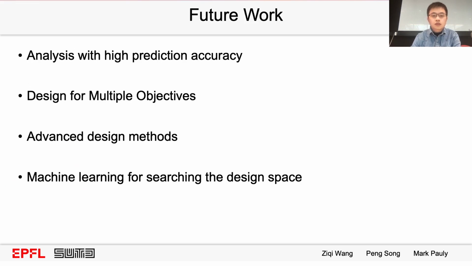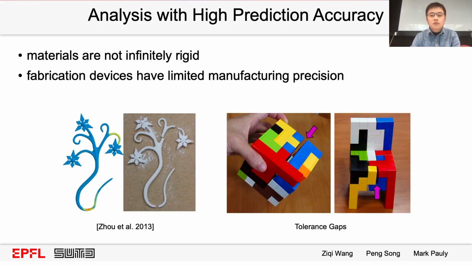So here are some future works. To simplify computational assembly design, a common assumption is that the fabrication material is rigid and the manufacturing precision is perfect. Yet in practice, materials are not infinitely rigid, and the fabrication devices have limited manufacturing precision. As a consequence, structural issues can arise when the relative motion of two parts is restricted by a small contact or a thin joint. Internal stress concentrations at the contact or joint can lead to material failure.